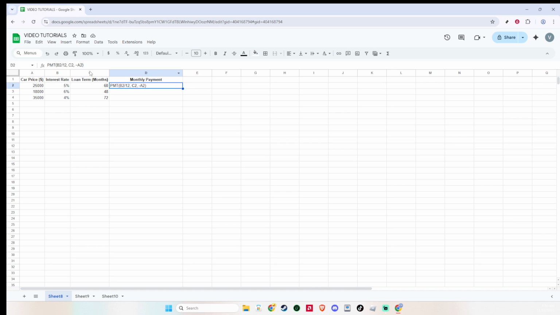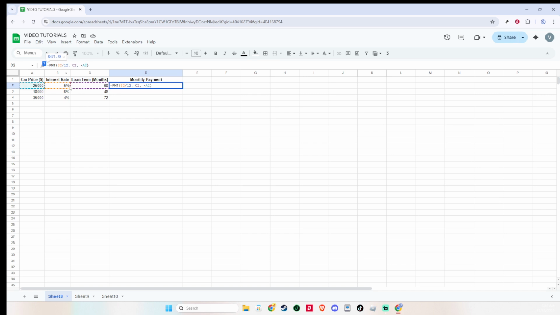Now we'll enter the formula. You'll type an equal sign to start a formula, then use the PMT function. It looks like this: PMT, interest rate, /12, loan term, loan amount. Don't worry if that seems intimidating at first. Let's break it down clearly.